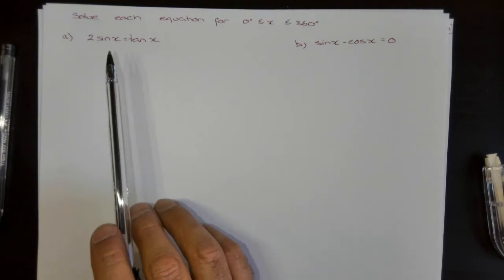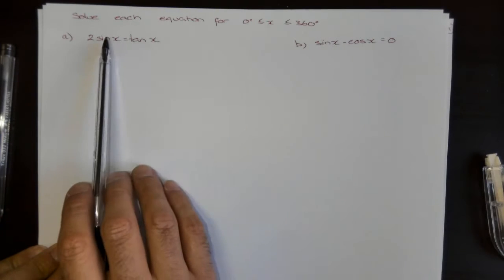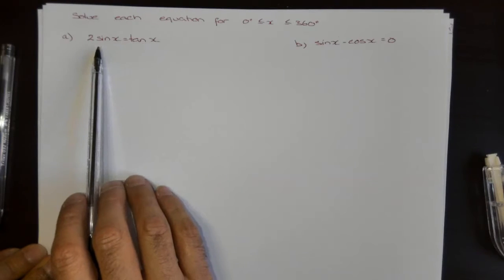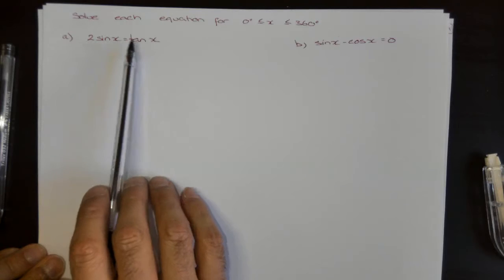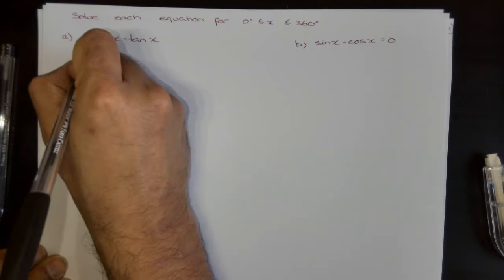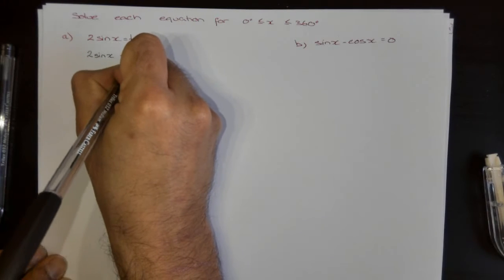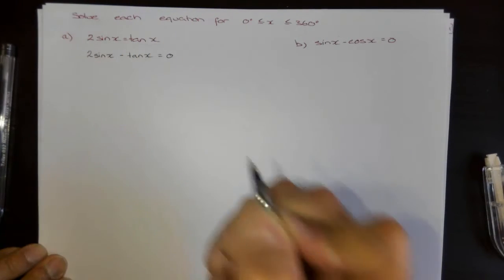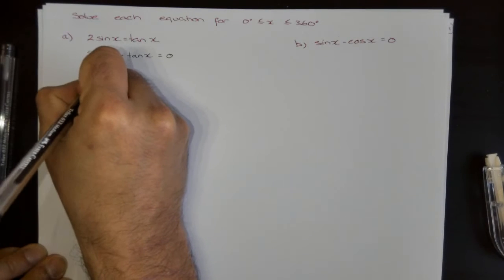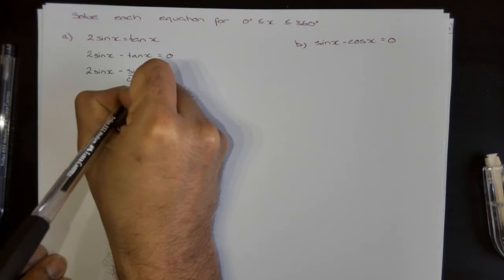Alright, so now we're going to solve each equation from 0 to 360, so a full revolution. Now if we have 2 sine x equals tan of x, what we want to do is make them both the same function, and unfortunately we can't at the moment because that's sine and that's tan. What we can do is move everything to one side, so we get 2 sine of x minus tan of x is 0. We can rewrite tan of x as sine of x over cos of x.